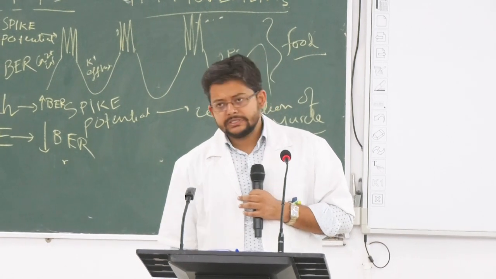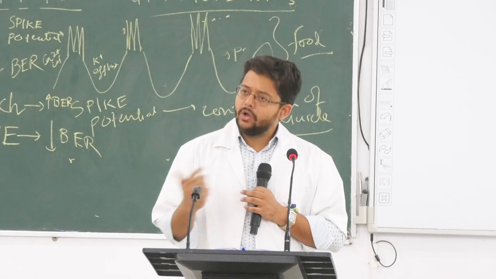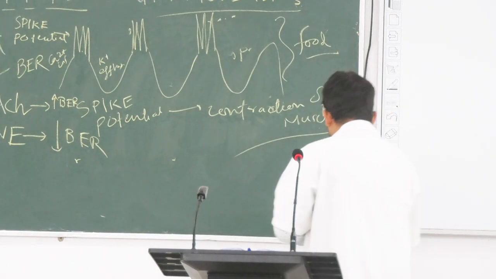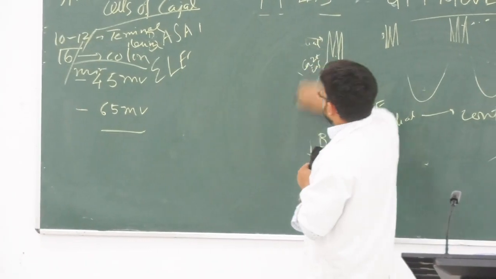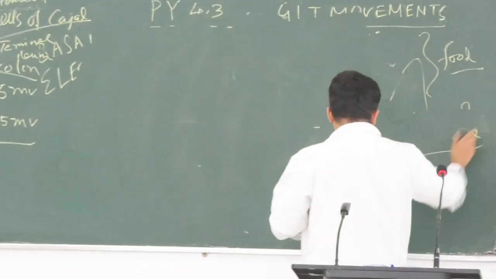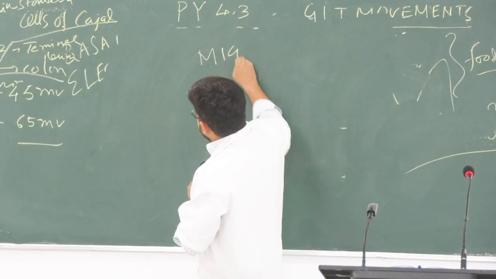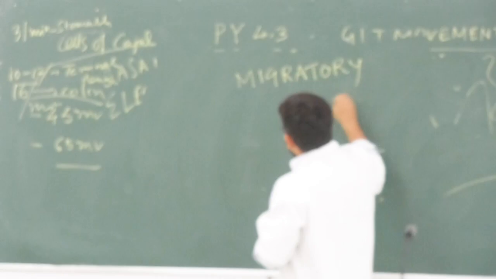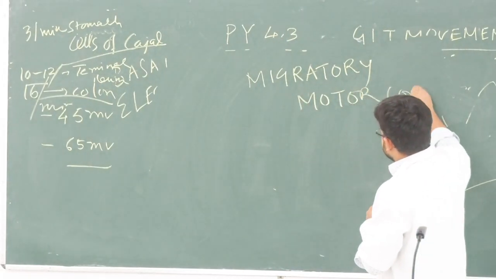Next, this is about the BER, and this usually is present all the time. But there is something which is more important. We call it the migratory motor complex.